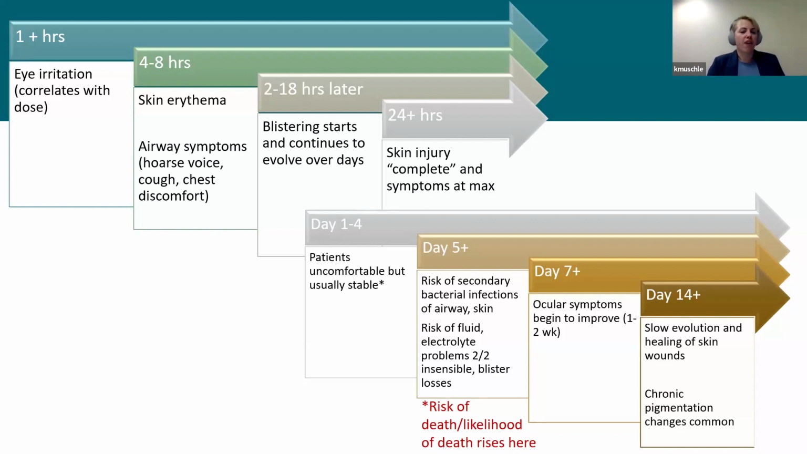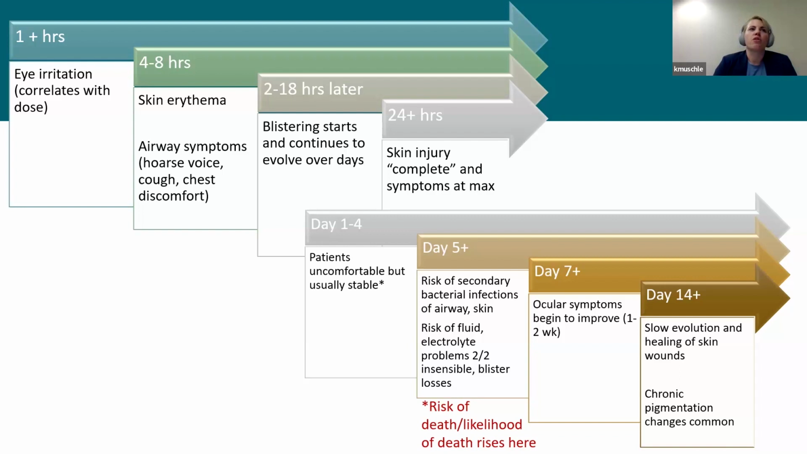And then around day 5, the risk of death rises dramatically. And again, it is not a problem from the mustard compound itself. What happens is people are at very high risk of secondary bacterial infections from all of this disturbed mucosal integrity and skin integrity. Blisters usually start to slough and to break apart around this point as well.